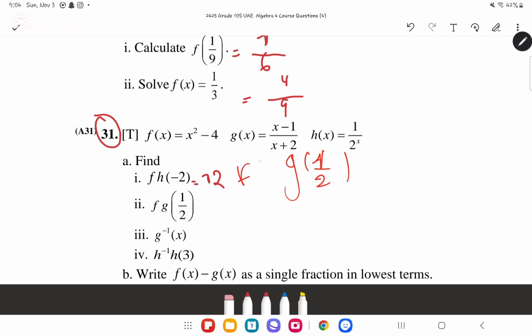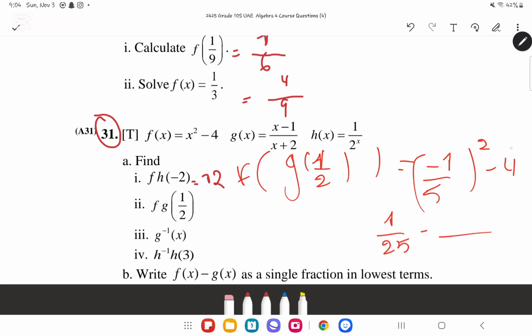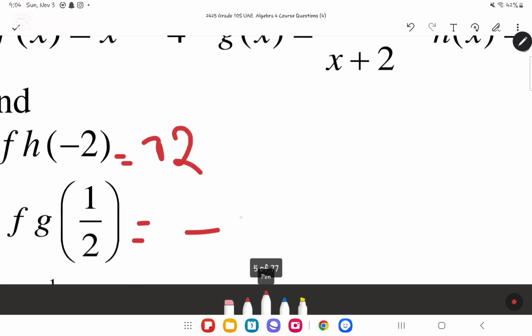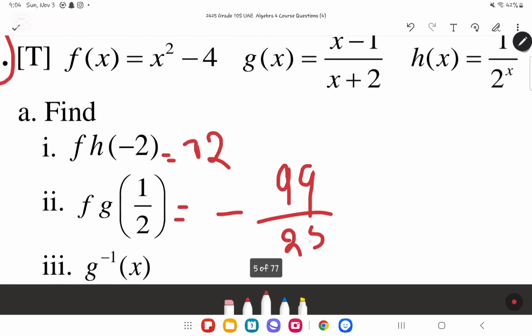Now they need f of g of 1 over 2. So that means it's gonna be minus 1 over 5 squared minus 4. So it's gonna be 1 over 25. Why did I put the 5 there? 1 over 25 minus this, do common denominator, it becomes 100 over 25. And then you are gonna get minus 99 over 25. So very simply, our answer is minus 99 over 25.